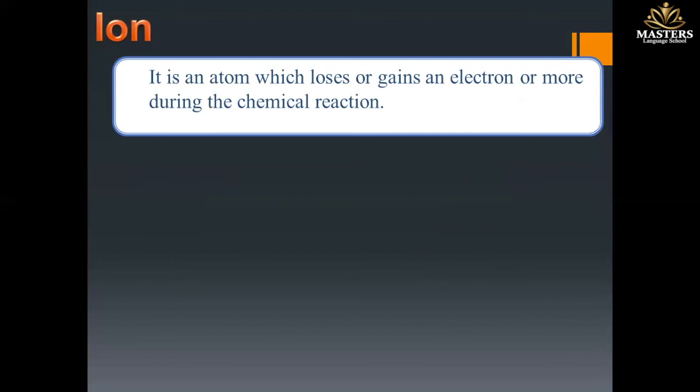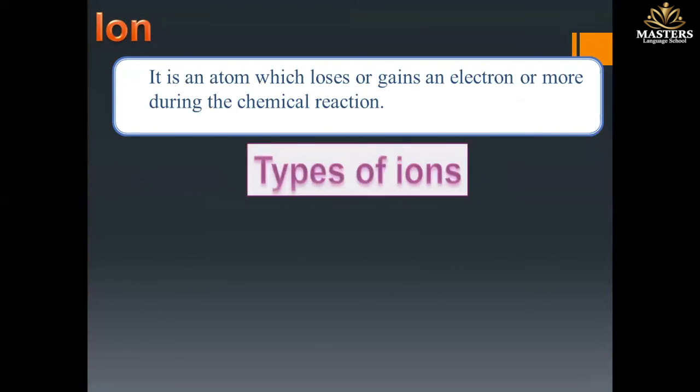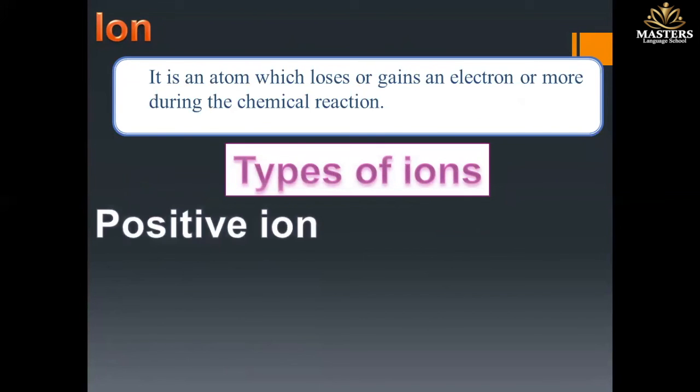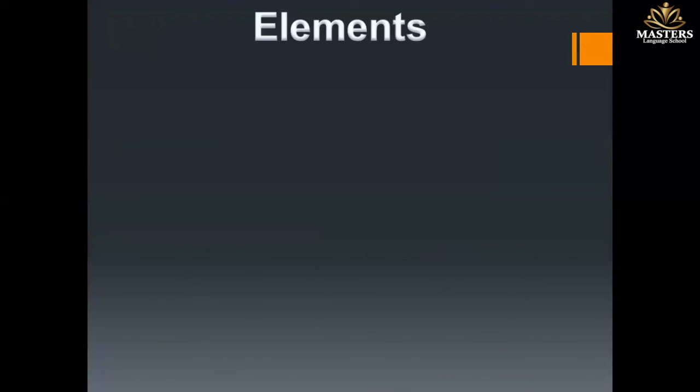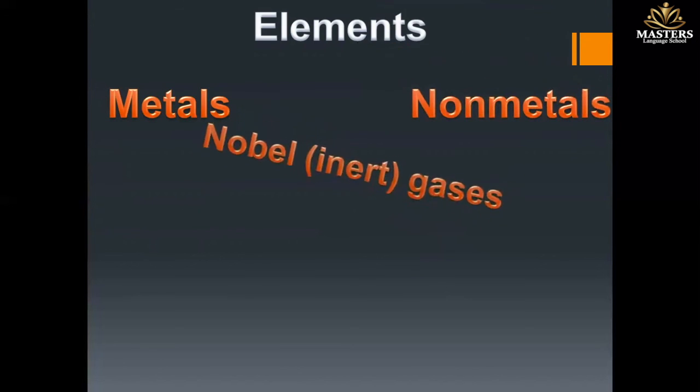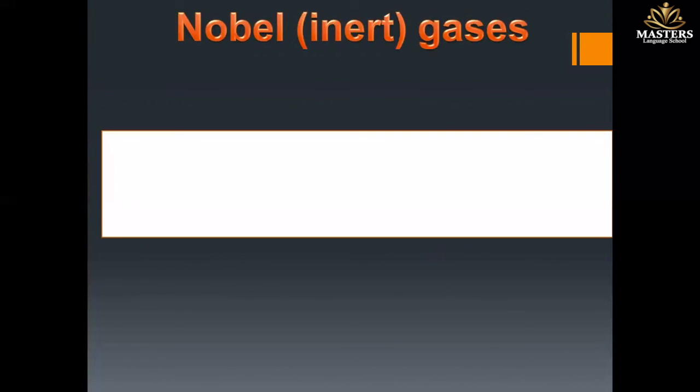Okay, from above, you have to know that the ion is an atom which loses or gains an electron or more during the chemical reactions. The types of ions, of course, maybe positive, maybe negative. Okay, but we said that the elements are divided into metals, non-metals, and noble gas. So we have to know now the meaning of noble gas.